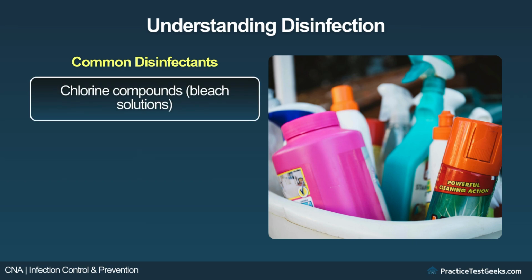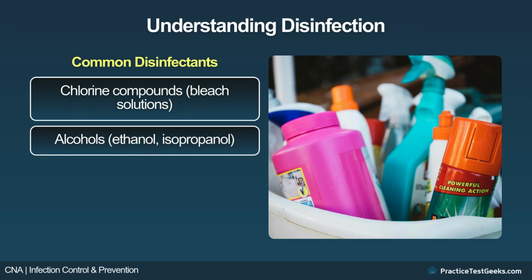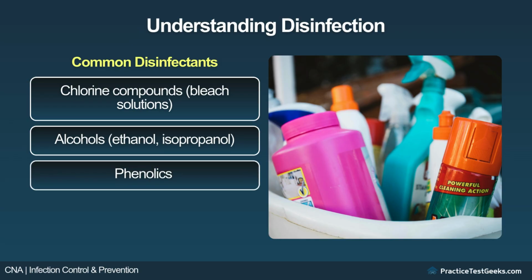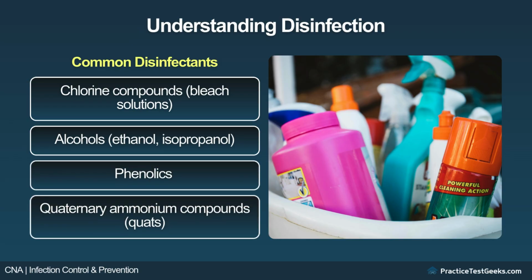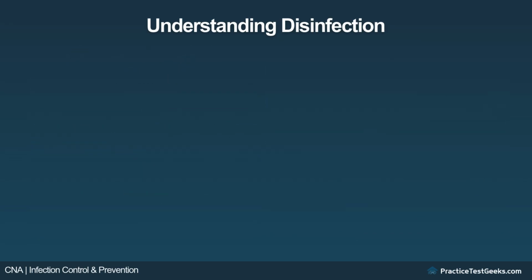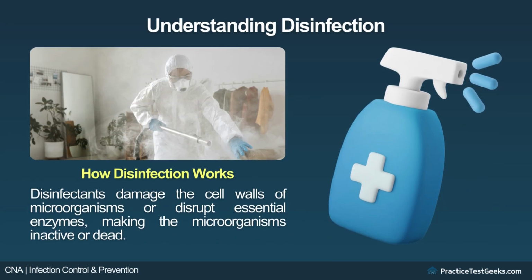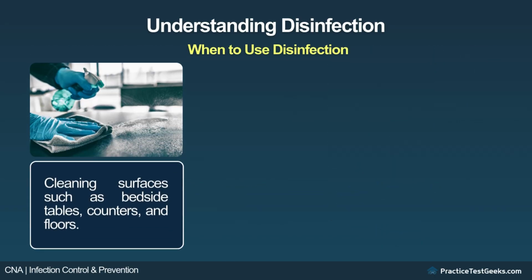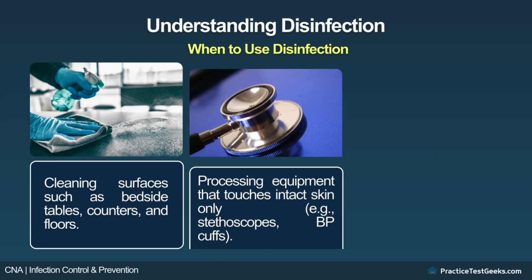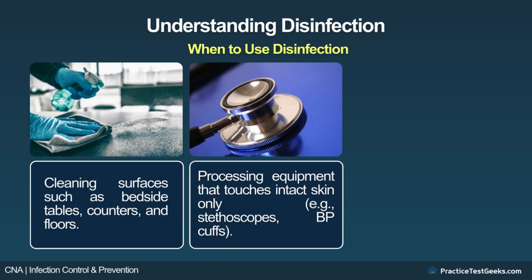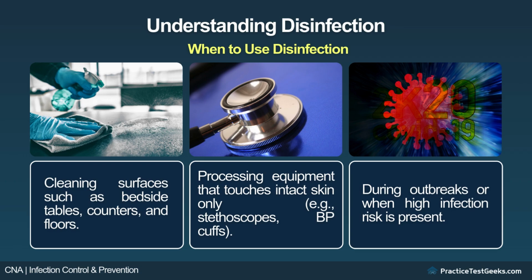Common disinfectants include chlorine compounds such as bleach, alcohols like ethanol and isopropanol, phenolics, and quaternary ammonium compounds. These disinfectants work by damaging microbial cell walls or disrupting enzymes, which makes the microorganisms inactive or dead. Disinfection is used for cleaning surfaces like bedside tables, counters, and floors, processing equipment that contacts intact skin such as stethoscopes, or during outbreaks when infection risk is high. In short, disinfection is a key tool that controls harmful microbes and helps stop the spread of infections.